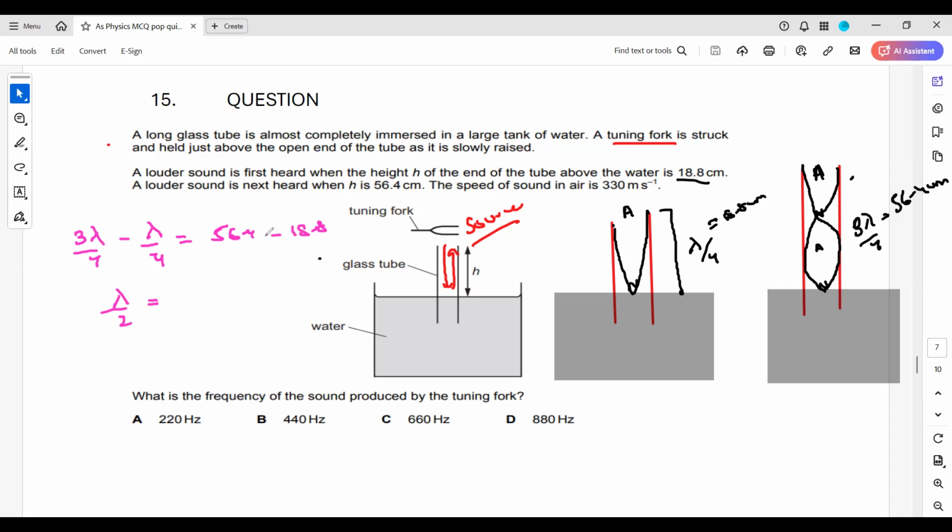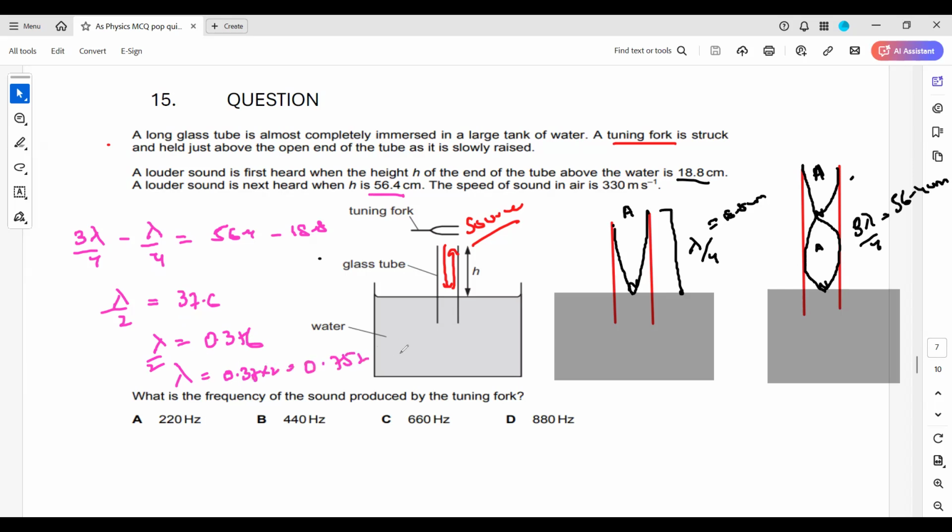When we simplify 56.4 minus 18.8, the answer is 37.6. Now, 37.6 is in centimeter, so we have to divide by 100 to convert into meters, giving 0.376. Because this is lambda by 2, we multiply by 2. So 0.376 times 2 will be 0.752.